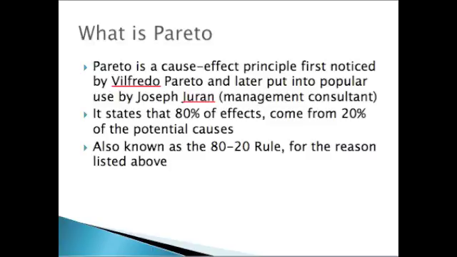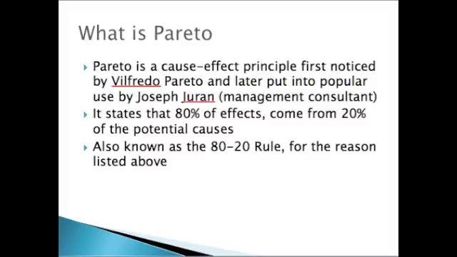Alright, so what is Pareto exactly? Pareto is a cause-effect principle, first noticed by an Italian economist named Vilfredo Pareto, which is kind of catchy, so that might help you remember. But it was later put into popular use by a guy named Joseph Juran, who is a management consultant. If you're a big fan of process improvement, he's kind of one of the forefathers in that field.